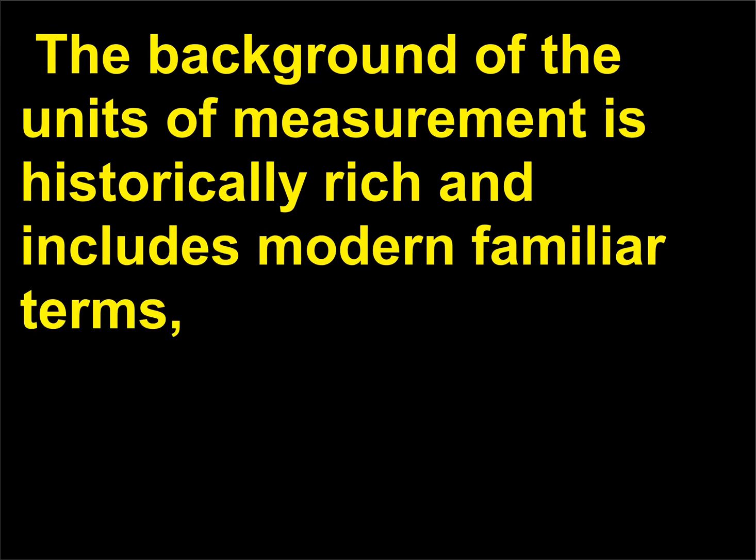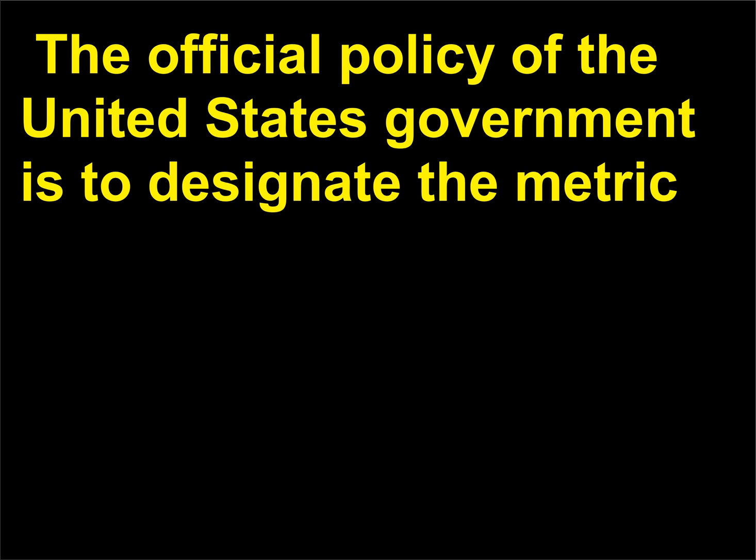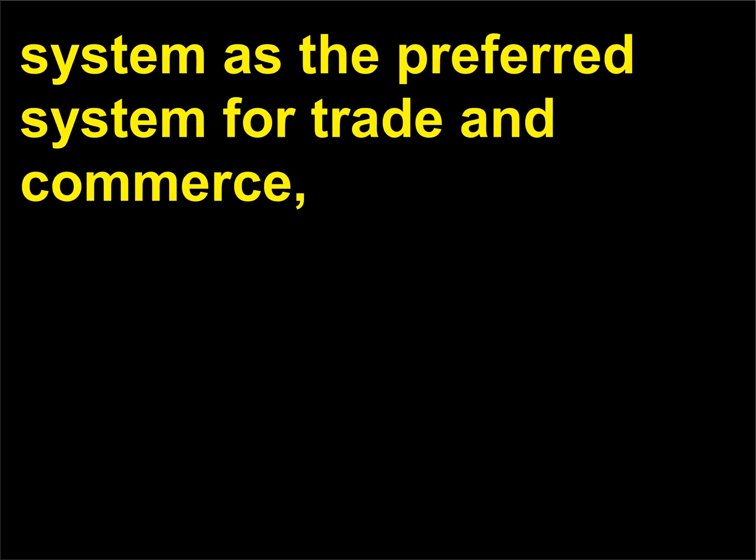The background of the units of measurement is historically rich and includes modern familiar terms, such as foot, inch, mile, and pound, as well as less well-known units, such as span, cubit, and rod. The official policy of the United States government is to designate the metric system as the preferred system for trade and commerce.